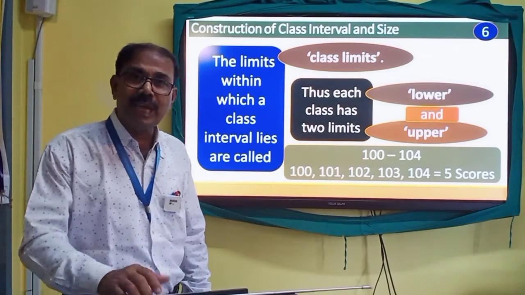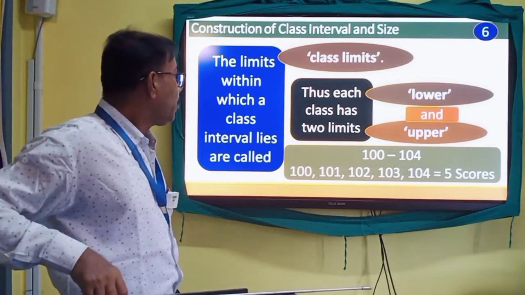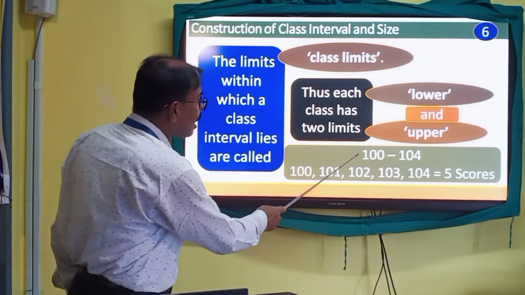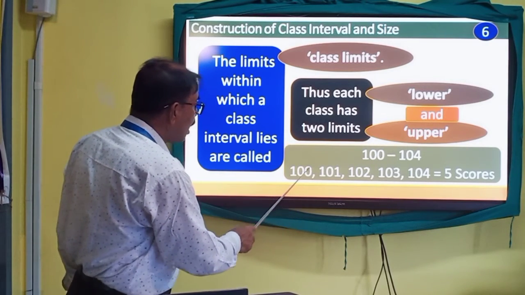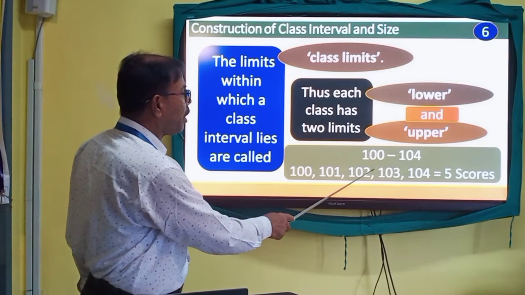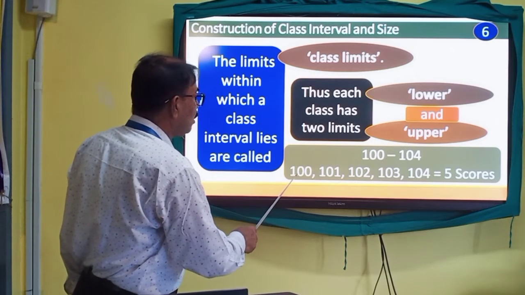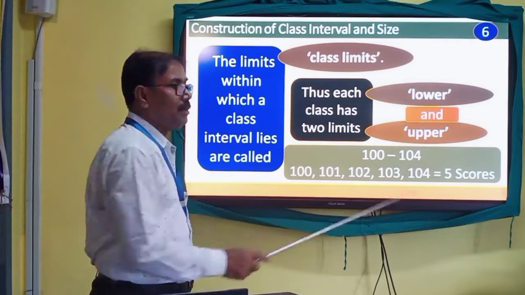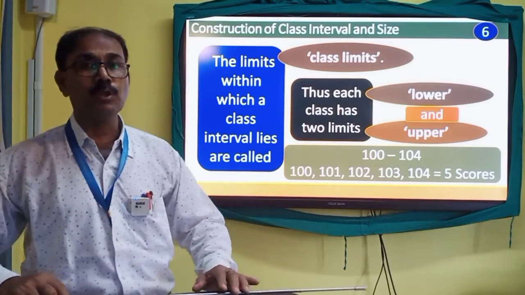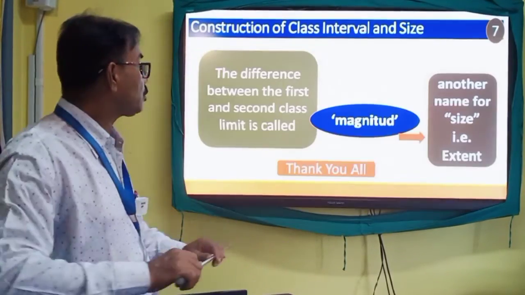By saying this, we mean that this class interval includes 100, 101, 102, 103, 104. This is the lower limit and this is the upper limit. This class interval includes 5 scores. Let us see the next one.